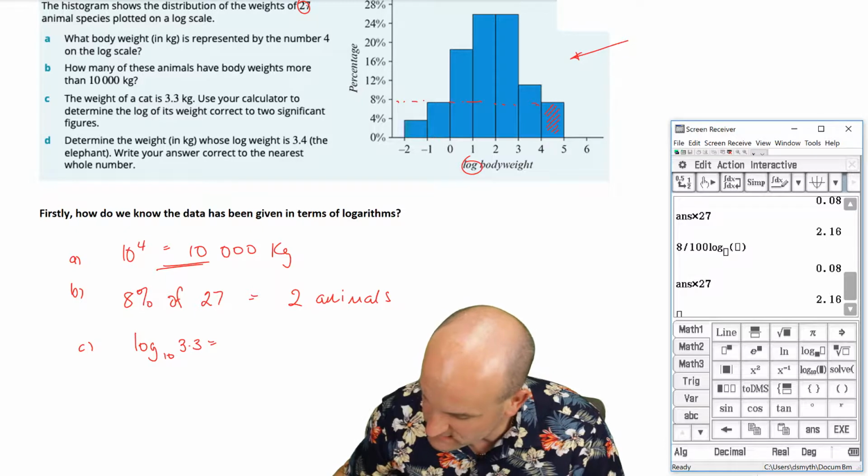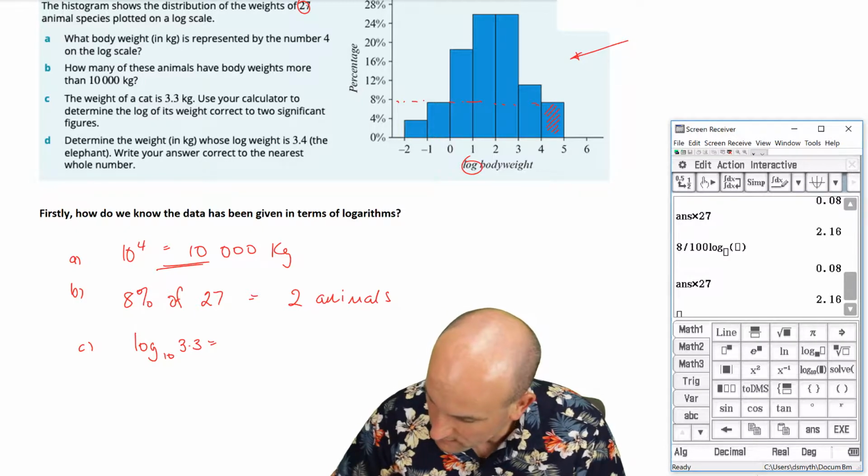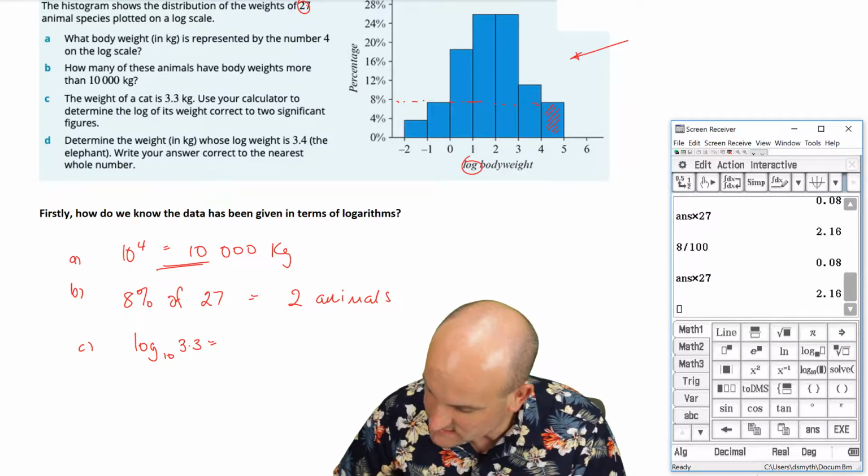Oh, that printed in the wrong place. So obviously I had my keyboard in the wrong place. So let's put that one there.